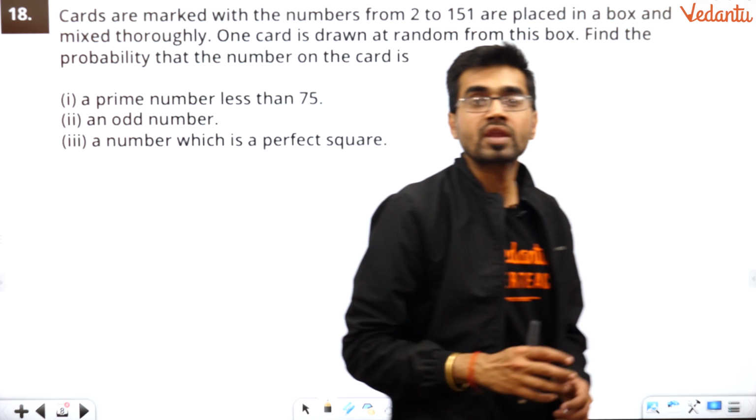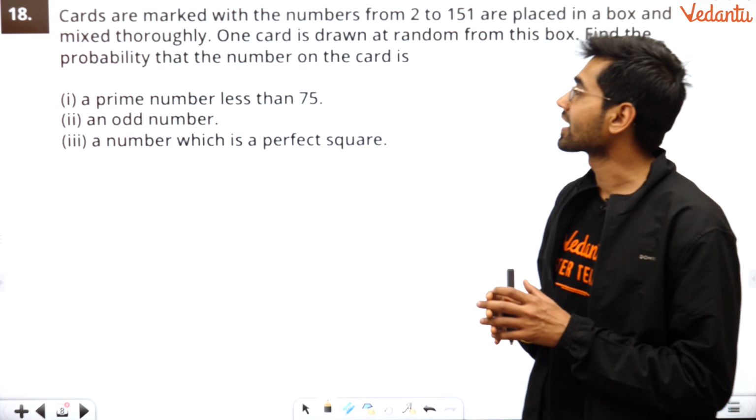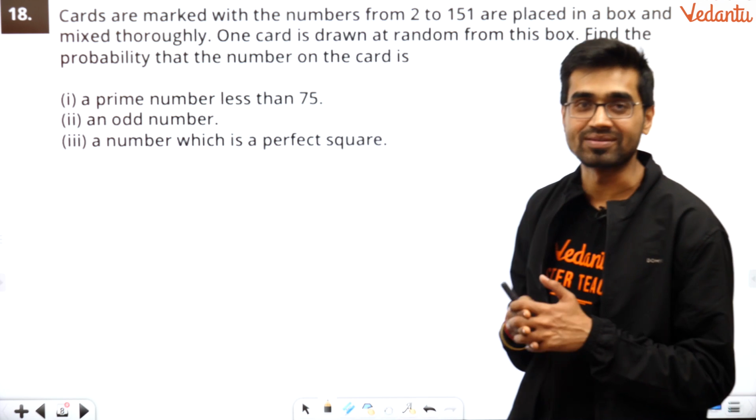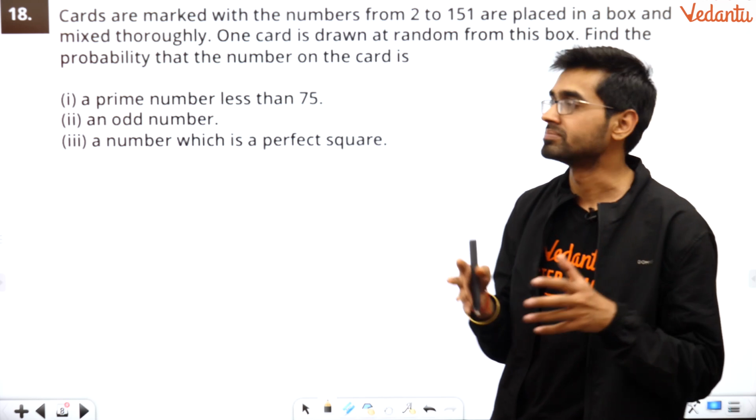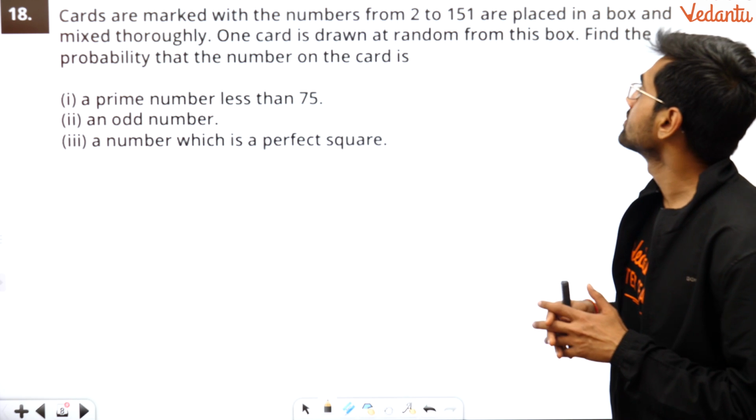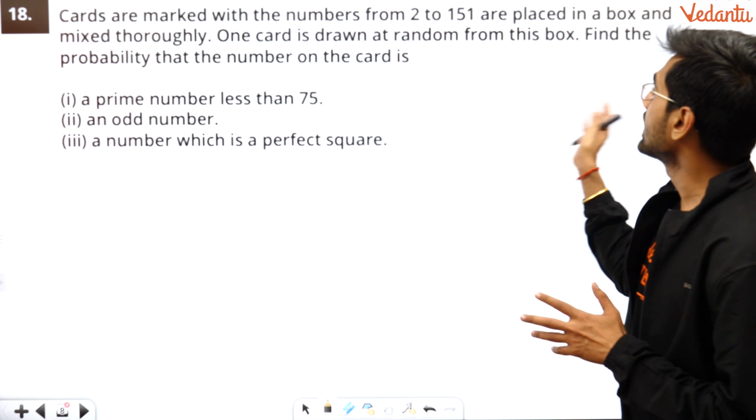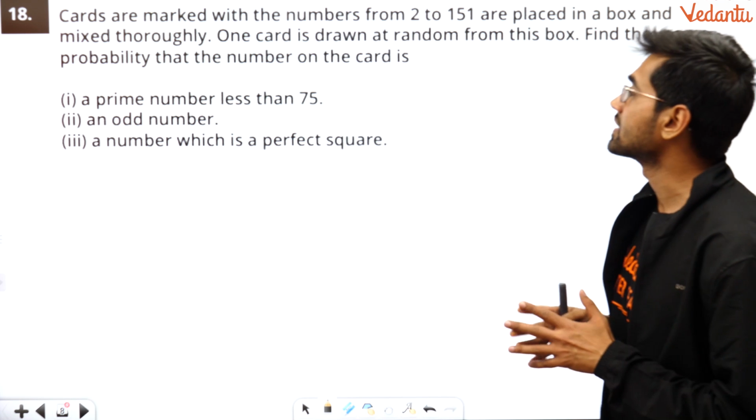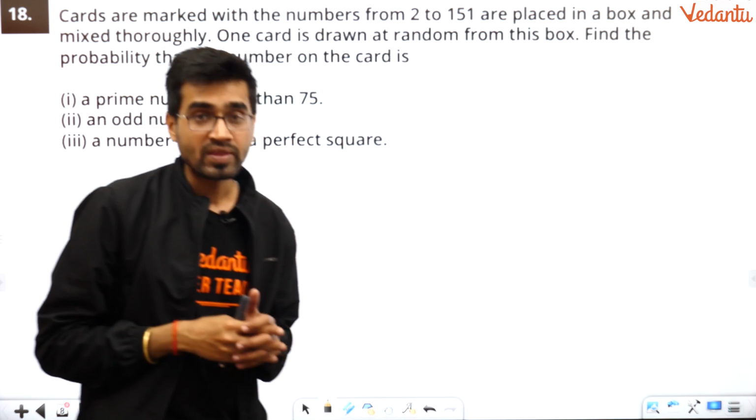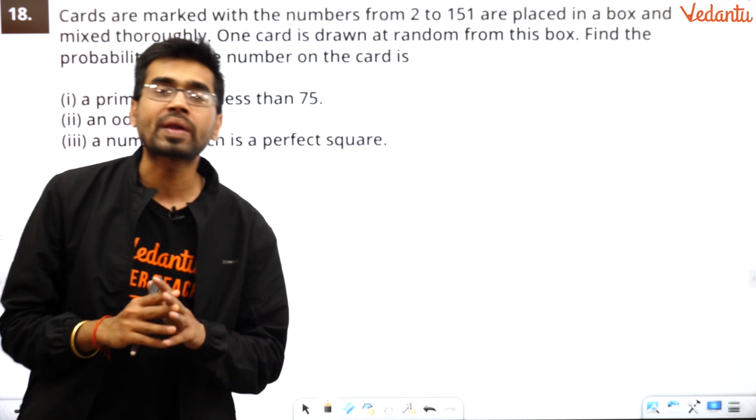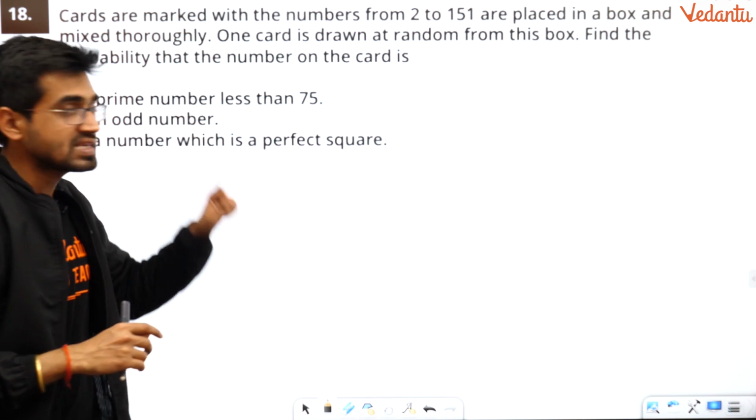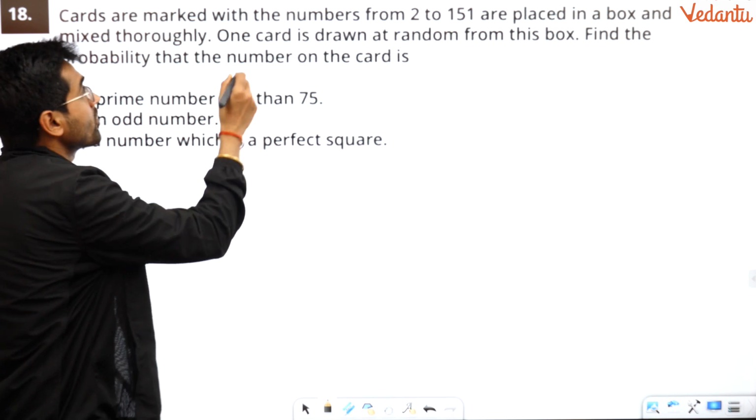Question number 18. Now in question number 18, what is there? Oh, a cards question. But see whether they have made it very messy. Cards are marked with the numbers from 2 to 151, are placed in a box and mixed thoroughly. One card is drawn at random from this box. Find the probability that the number on the card is a prime number less than 75. You want a prime number less than 75. Oh my god. From 2 onwards.